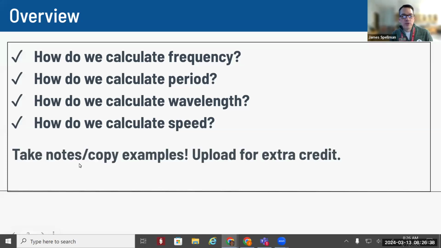And again, I want to encourage you to take notes, specifically copy some examples, because the follow-up to this is to do some practice problems that look a lot like these. If you don't have examples in front of you, it's going to make it a little bit harder. And again, you can upload them for extra credit.